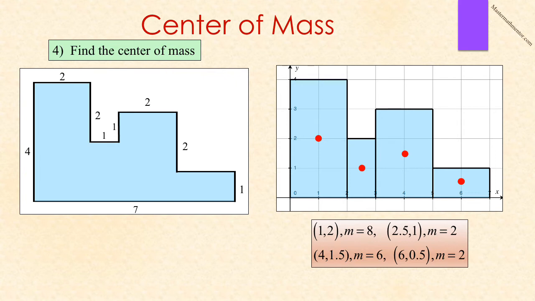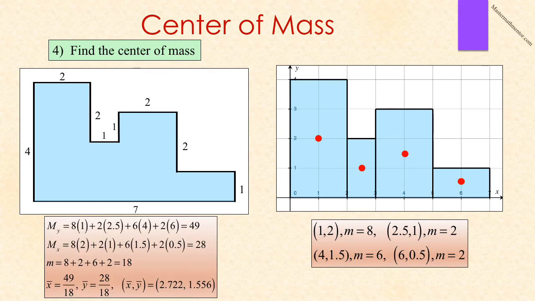The centroid of the second rectangle is the point 2.5, 1, and since its dimensions are 1 by 2, its mass is 2. The centroid of the third rectangle is the point 4, 1.5, and since its dimensions are 2 by 3, its mass is 6. And finally, the centroid of the fourth rectangle is the point 6, 0.5, and since its dimensions are 2 by 1, its mass is 2.